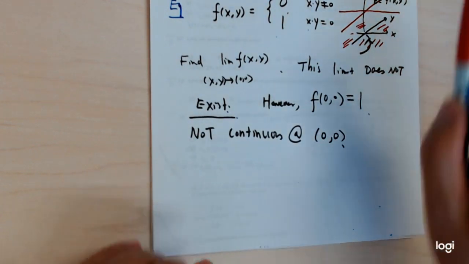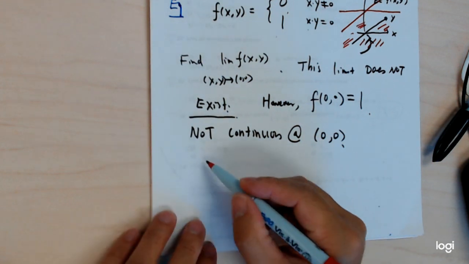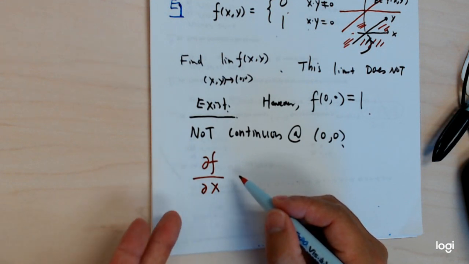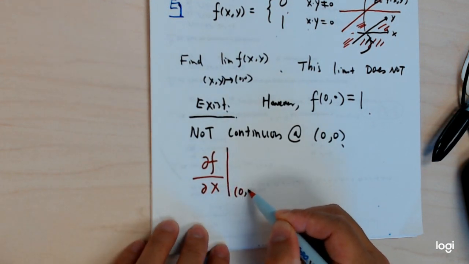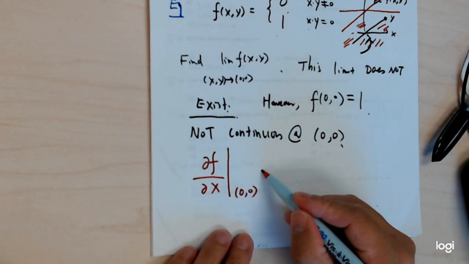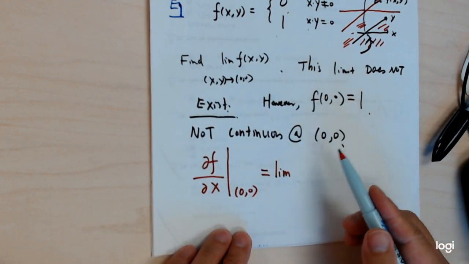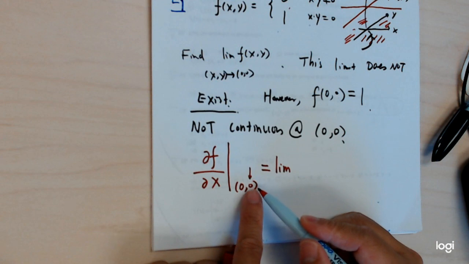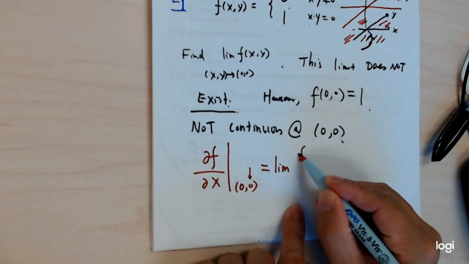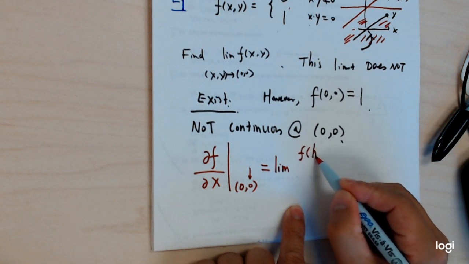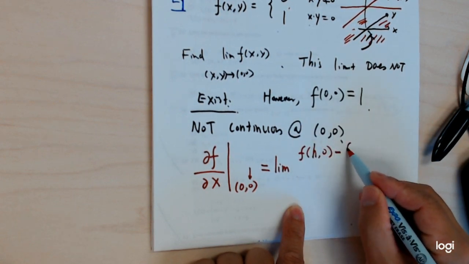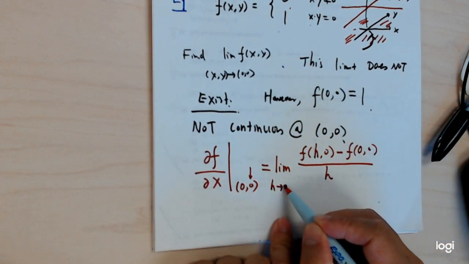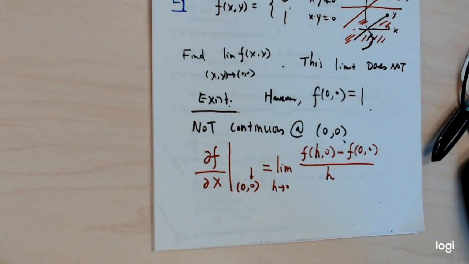So let's try to recall how partial derivatives are found. To evaluate the partial derivative with respect to x, and with respect to y it is the same, at 0, 0, here's what we do. We fix the y value to be 0, and let h go to 0. We figure out the function's value at h, 0, minus the function's value at 0, 0, and divide by h. And then let h go to 0. This is how we calculate the partial derivative at the origin.